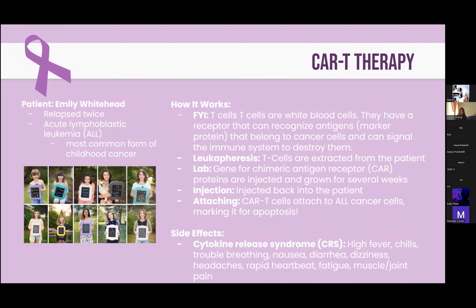Once the CAR T cells are able to bind with the ALL cancer cells, they attach to the cancer and they're able to kill the cancer or perform apoptosis, which is also known as cell death.